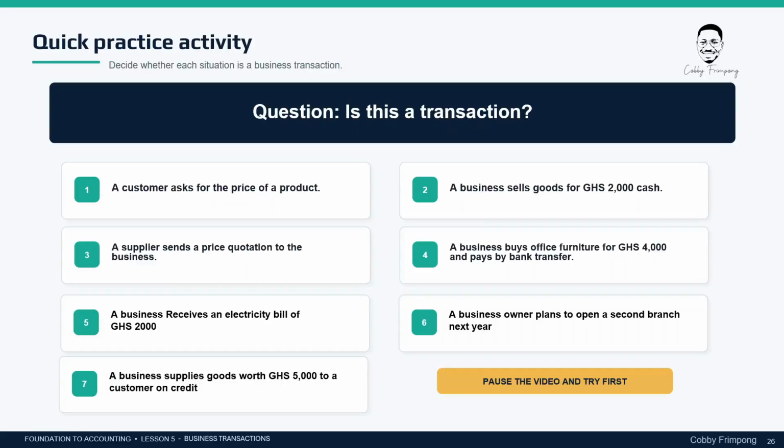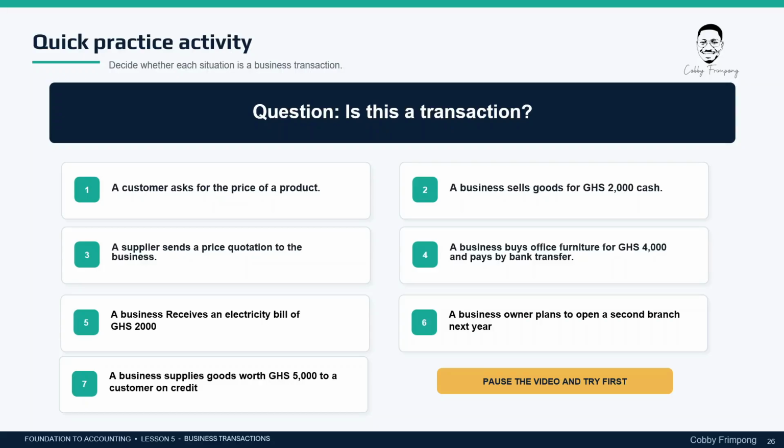Let us test our understanding. For each situation, decide whether it is a business transaction or not. 1. A customer asks for the price of a product. 2. A business sells goods for 2,000 Ghana cedis cash. 3. A supplier sends a price quotation to the business.